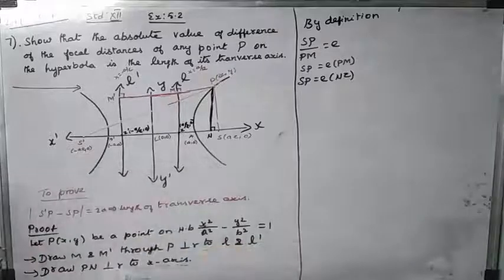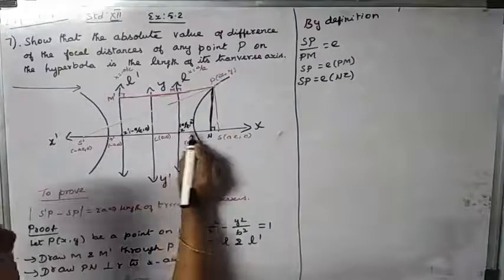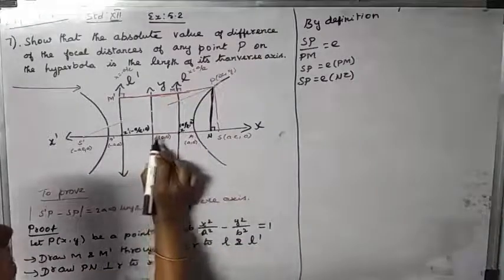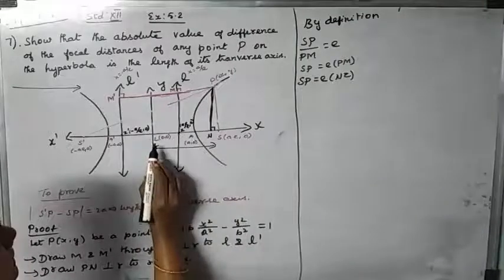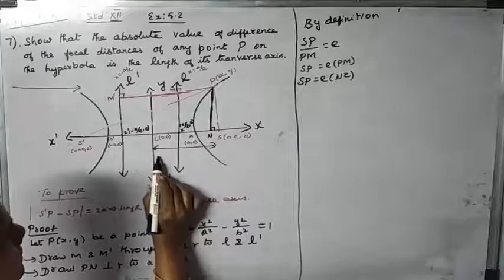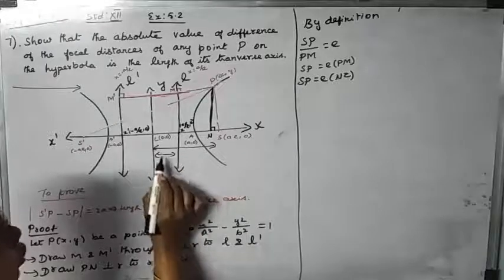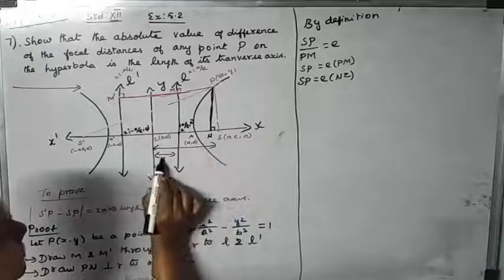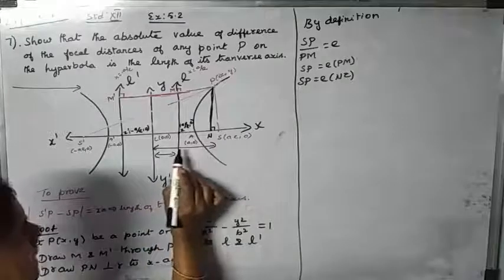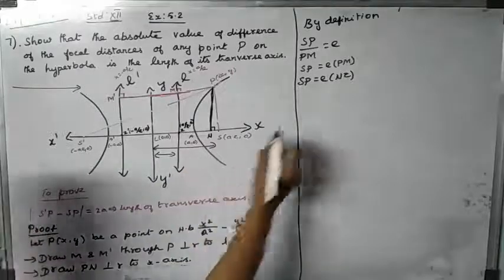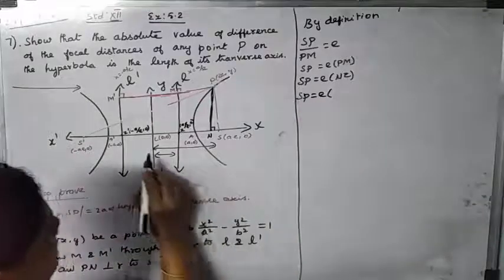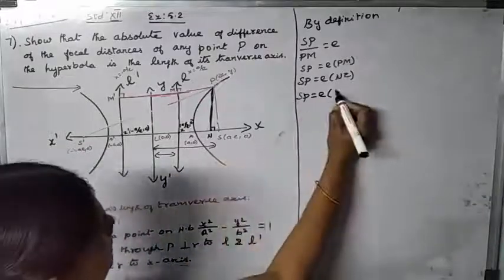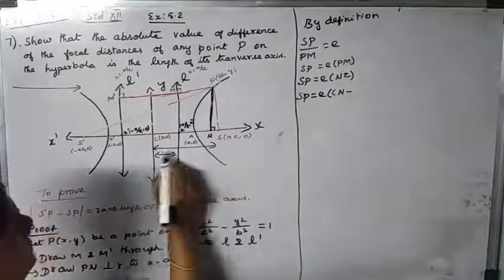Now how to find NZ? This distance, first you find C to N, this distance, and find C to Z, that is this distance. From the total distance, subtract this CZ, you will get NZ. So you write the equation here like this, SP is equal to e of the total distance, CN minus CZ.